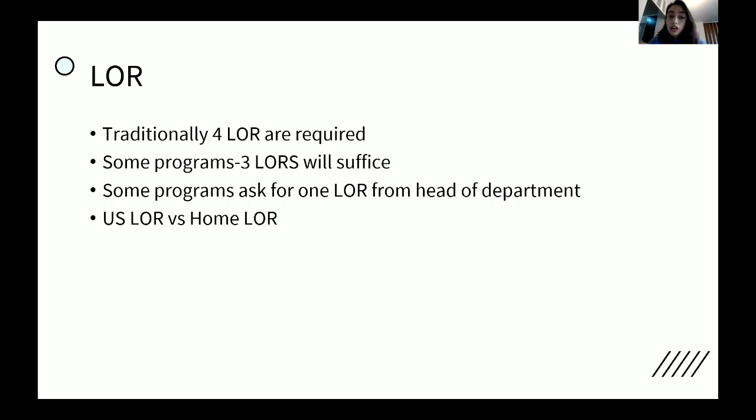Some programs do want an LOR from your head of Department of Medicine or the department head at any state. And plus, I think a county here in Chicago wants an LOR from your head of department. So make sure that when you come here, you have a home LOR written by your head of department just in case. If it's a generic LOR, it doesn't matter, but that is a criterion for a lot of programs. So make sure you have that done before you come here.